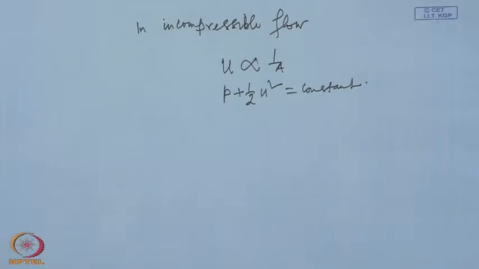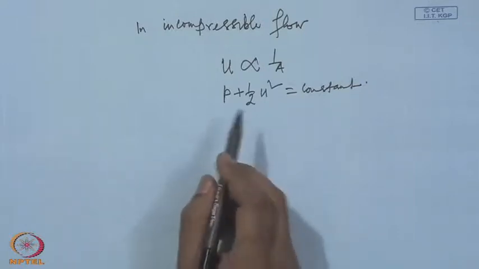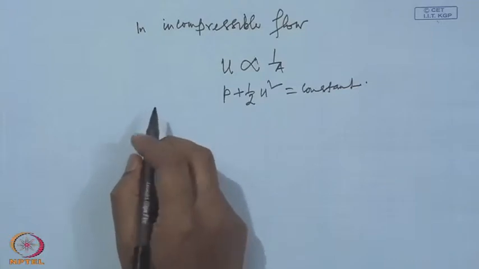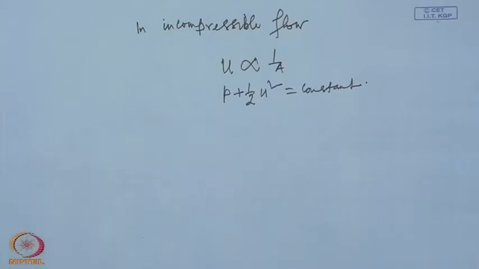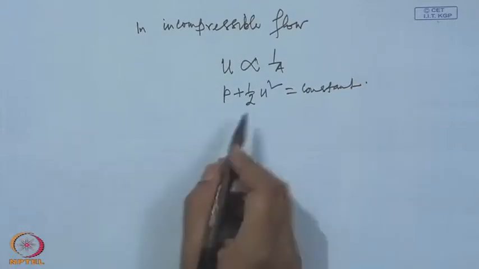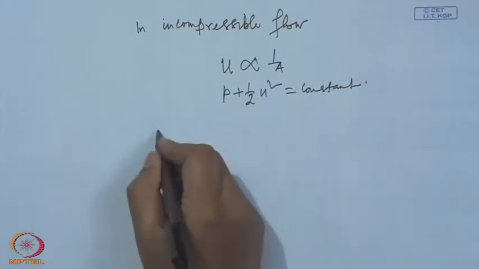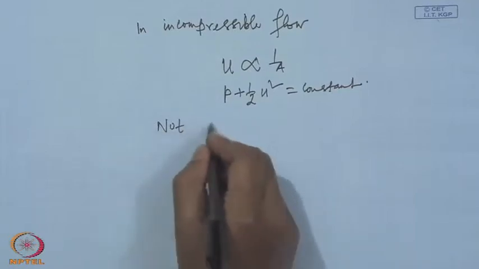However, in a compressible flow, the relationships are a little more complex, and due to the variation of density along the axis, the relationships change. So, these are not true in compressible flow.